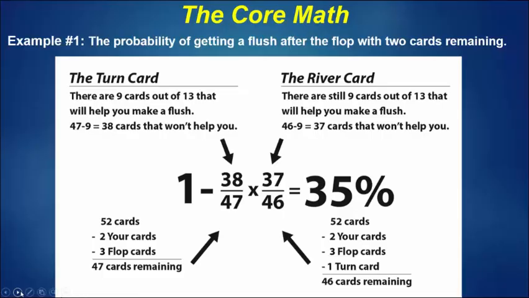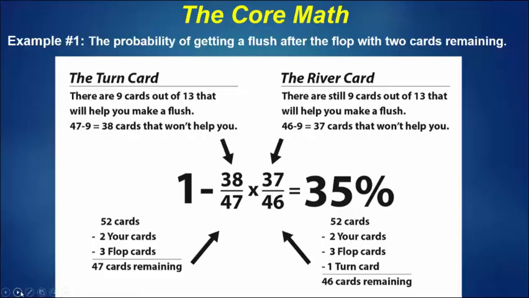There are 52 cards in the deck minus 2 cards in your hand and 3 cards on the flop, which equals 47 cards remaining in the deck. 47 minus 9 equals 38 cards that won't help you make your flush. To determine the percentage that won't help you make a flush on the turn, divide 38 by 47.